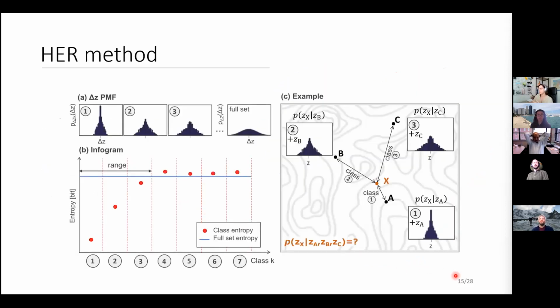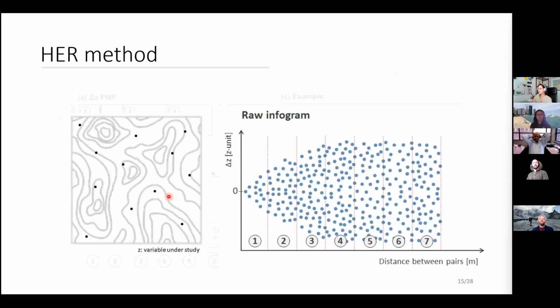Going step by step through the method, let's say we want to fill the gaps of Z in this field, where we have some observations in black. The first step is we calculate the difference between the Z values, and we plot it against the Euclidean separation distance of these pairs.